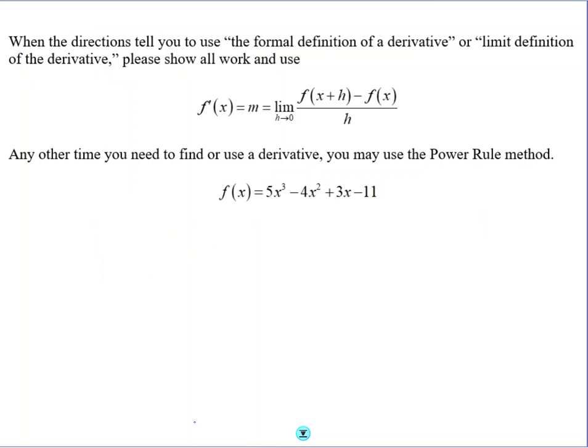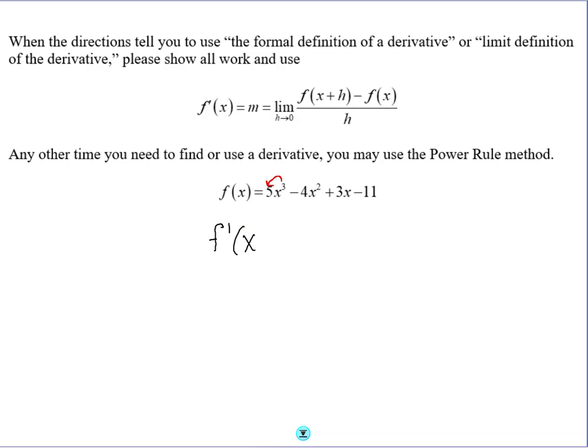Any other time that you need to find or use a derivative, you may use the power rule method. So let me explain what the power rule is. If you have a function here, we have f of x equals 5x cubed minus 4x squared plus 3x minus 11. To find the derivative using the power rule, we are going to take the exponent, multiply it with the coefficient, and decrease the exponent by 1.